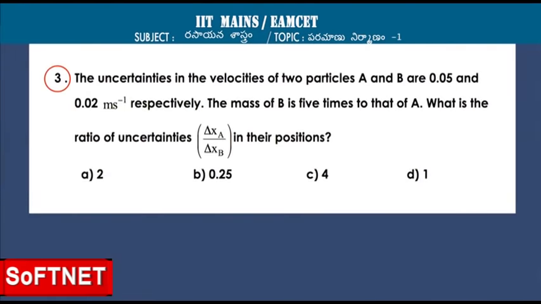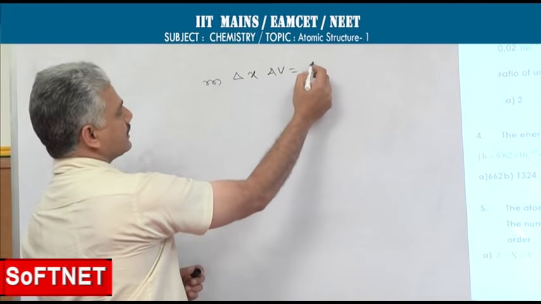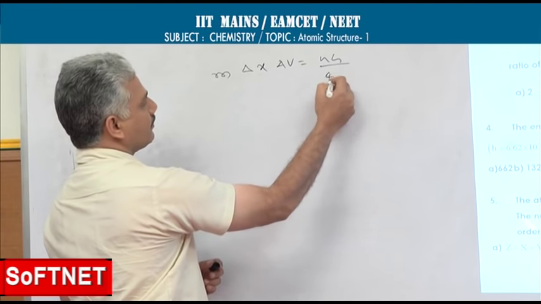Third question, the uncertainties in the velocities of two particles A and B are 0.05 and 0.02 meters per second respectively. The mass of B is 5 times that of A. What is the ratio of uncertainties in their positions? This problem is based on the Heisenberg's uncertainty principle, which can be represented as m delta x delta V is equal to nh by 4 pi.